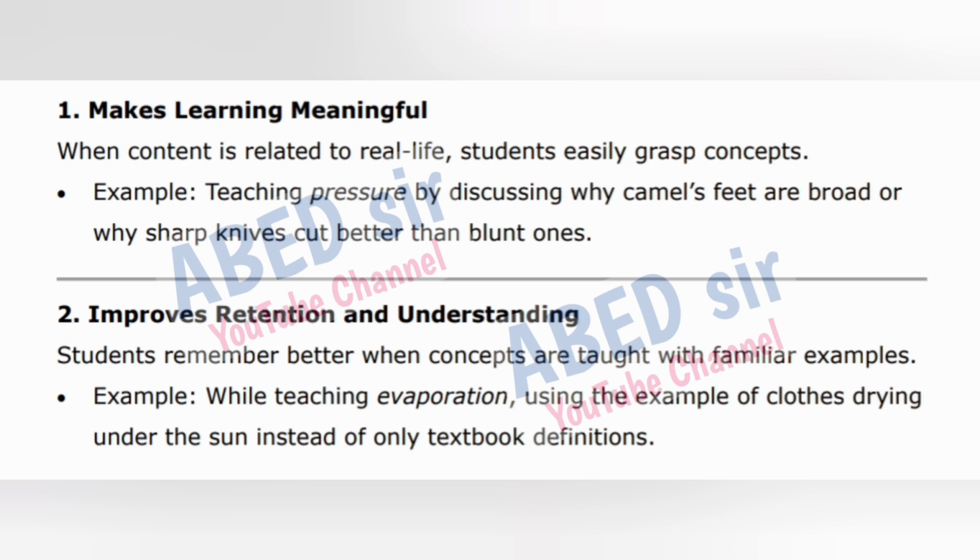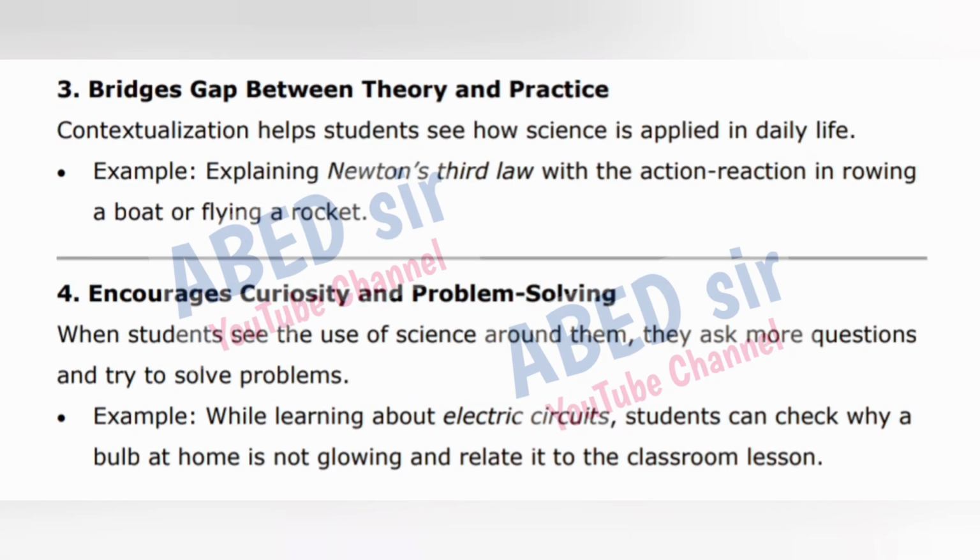2. Improves retention and understanding. Students remember better when concepts are taught with familiar examples. Example, while teaching evaporation, using the example of clothes drying under the sun instead of only textbook definitions. 3. Bridges gap between theory and practice. Contextualization helps students see how science is applied in daily life. Example, explaining Newton's third law with the action-reaction in rowing a boat or flying a rocket.